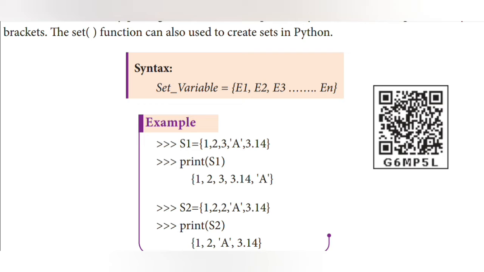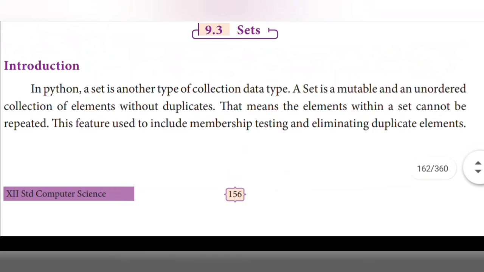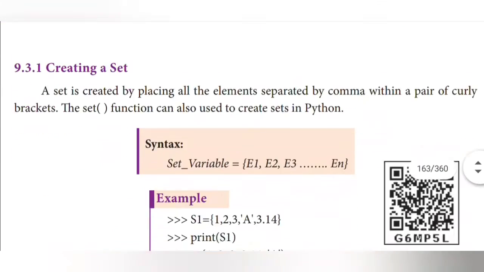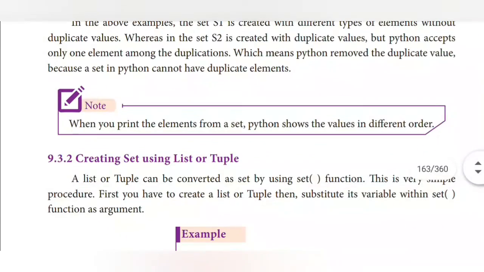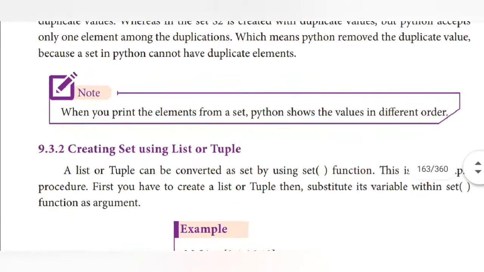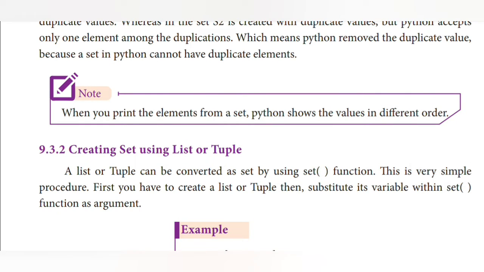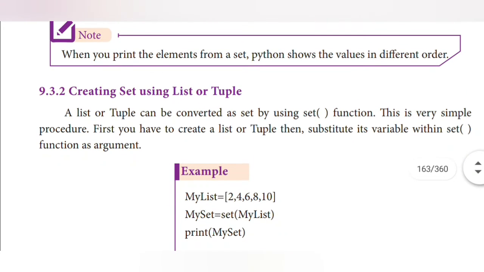Okay, is it clear? For that only we can say a set cannot allow duplicate elements. A set is a collection of elements without duplicates. So when you print the elements from a set, Python shows the values in a different order.